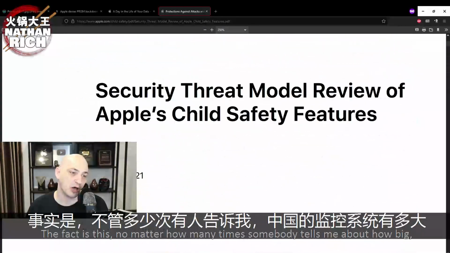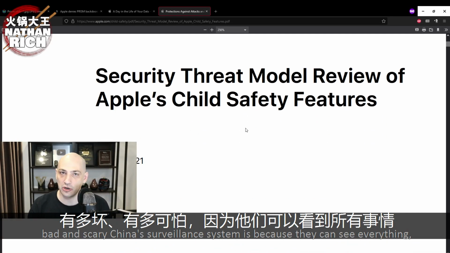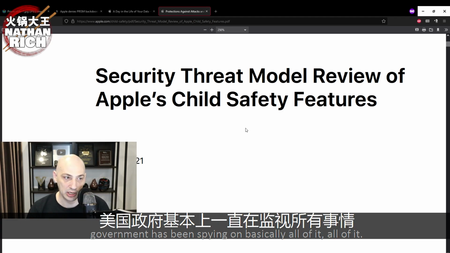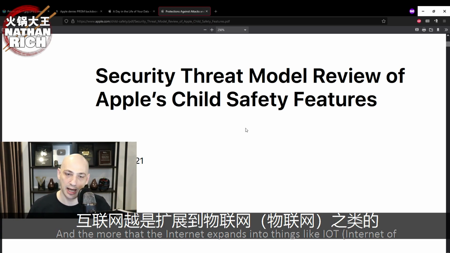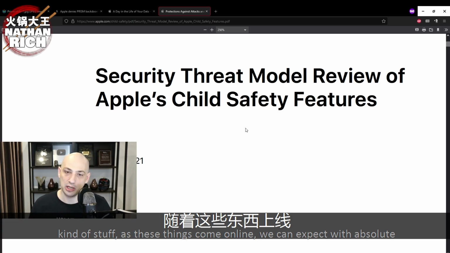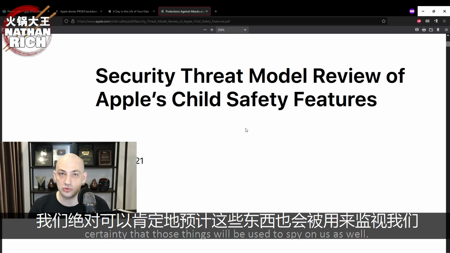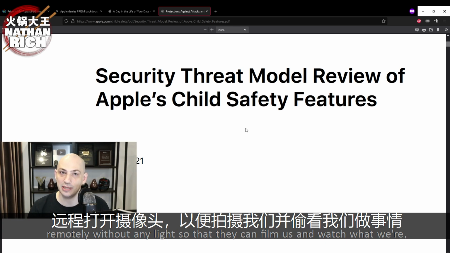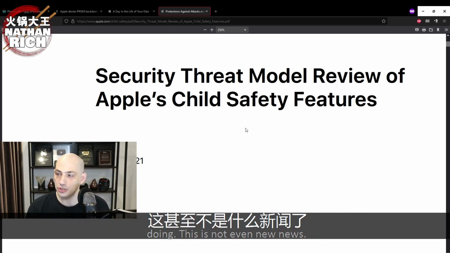The fact is this, no matter how many times somebody tells me about how big, bad, and scary China's surveillance system is because they can see everything, I am never fooled by this trick. Because as long as the internet has existed, the US government has been spying on basically all of it. All of it. And the more that the internet expands into things like IoT, Internet of Things, which includes things like smart pet feeders and all that kind of stuff, as these things come online, we can expect with absolute certainty that those things will be used to spy on us as well. We already know that laptops and cell phones can have their cameras turned on remotely without any light so that they can film us and watch what we're doing. This is not even new news. I mean, this is like a decade old.